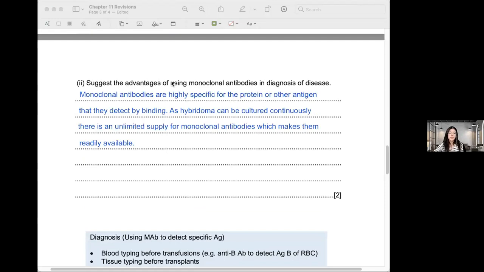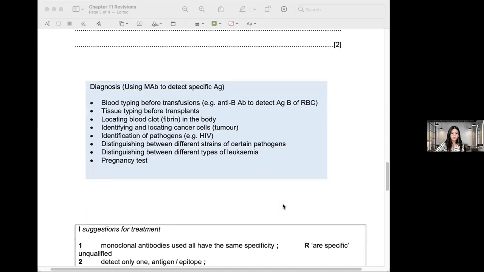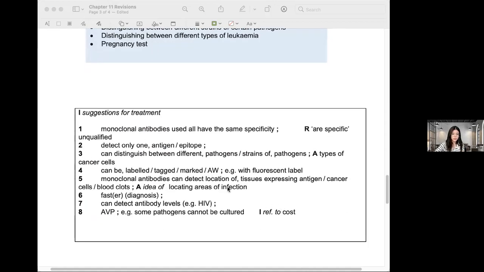So suggest the advantage of using monoclonal antibodies in diagnosis of disease. So first, we know that monoclonal antibodies are specific for antigen. So we have to state that monoclonal antibodies are highly specific for the protein or other antigen that they detect by binding. As hybridoma can be cultured continuously, there's an unlimited supply of monoclonal antibody, which makes them readily available. These are the answer scheme.